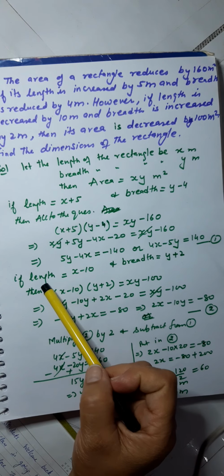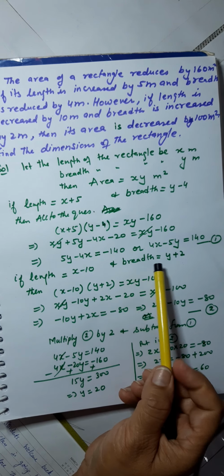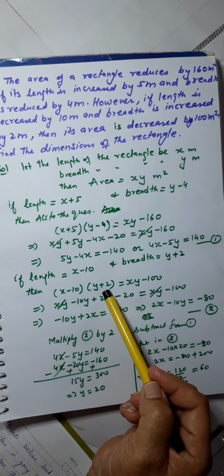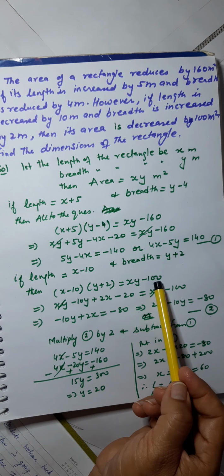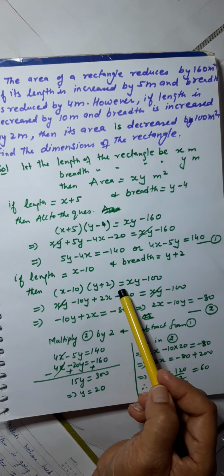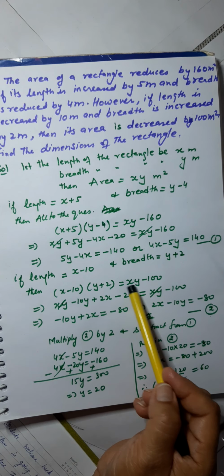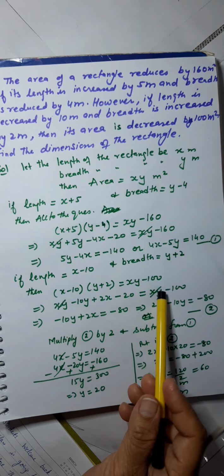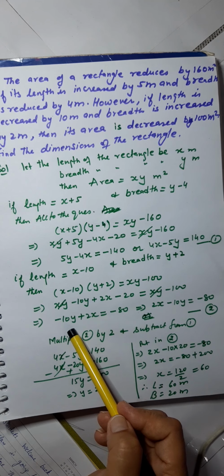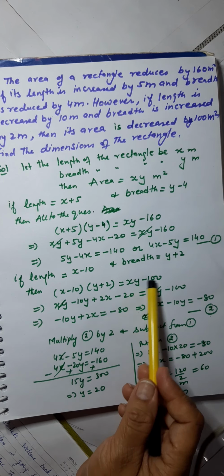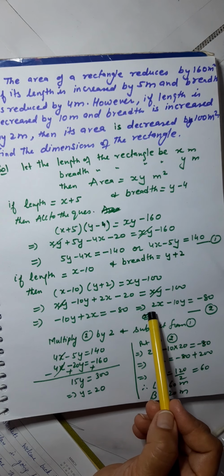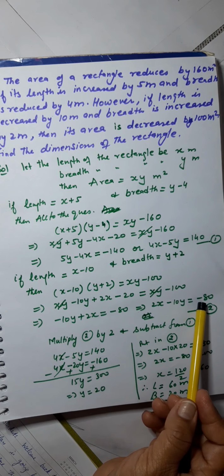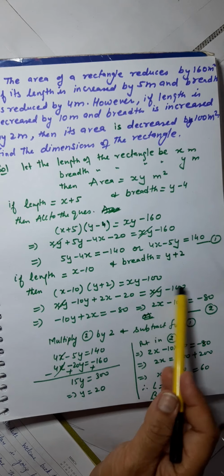Now, second condition, if length is equal to x minus 10 and breadth is equal to y plus 2, then x minus 10 into y plus 2 will be equal to xy minus 100. Length into breadth, area will be xy minus 100. It gets reduced by 100 meters square, right? So this xy and xy will get cancelled. Minus 10y plus 2x is equal to minus 80. So this implies 2x minus 10y is equal to minus 80. Call this as number 2.